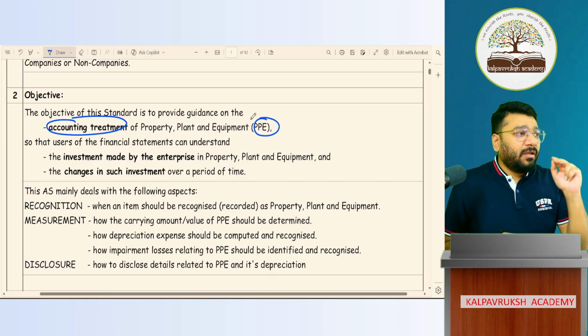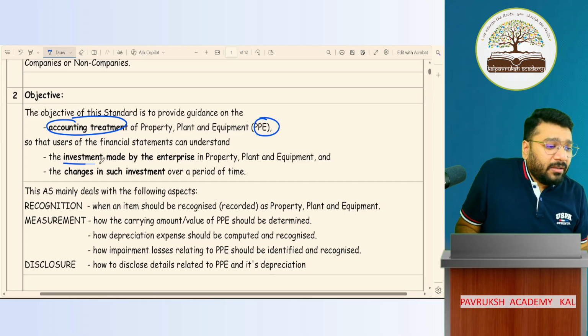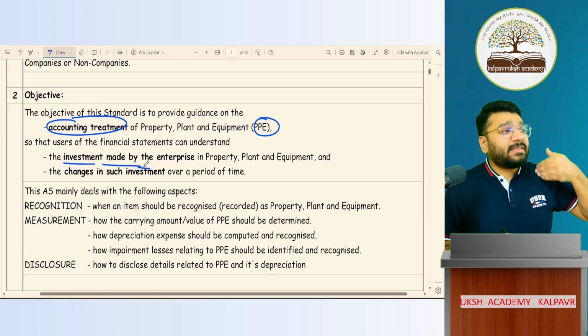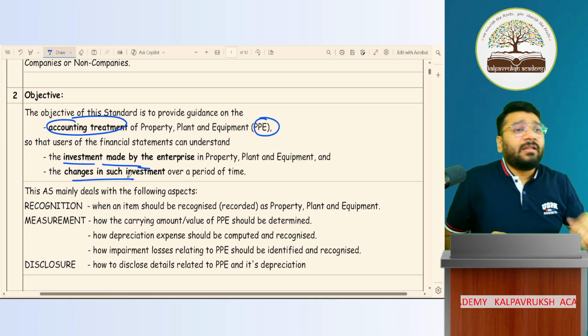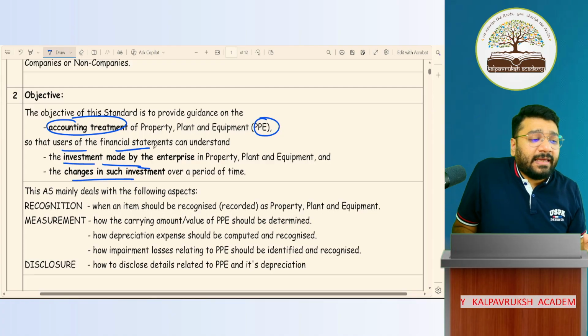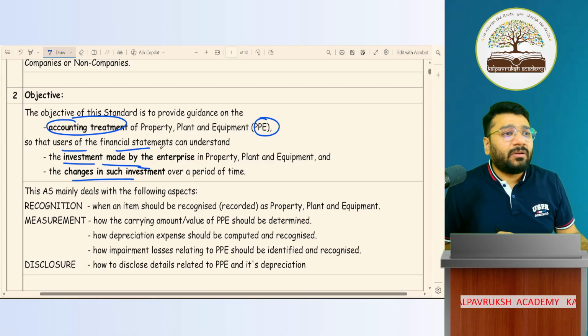Not just that, when you invest in property, plant, equipment, the way you present the data will make us understand how the investments are done in PPE. If there is any change in investment, that information also will be perceived very clearly by the users of the financial statement. Got it?